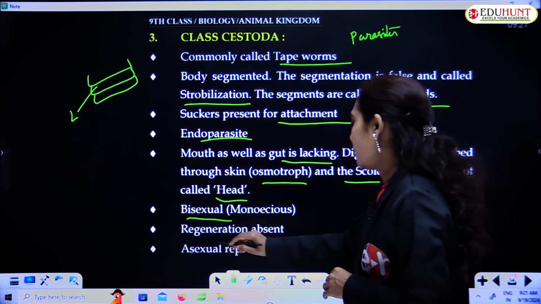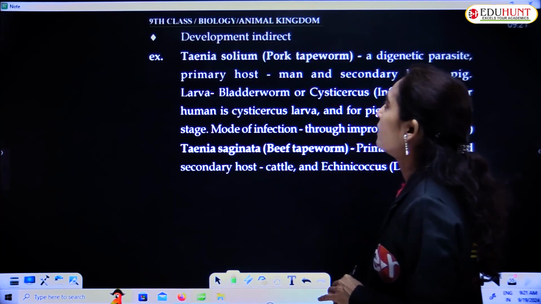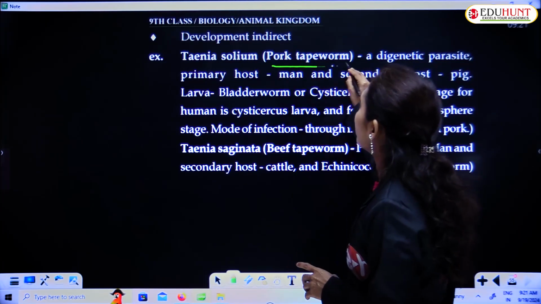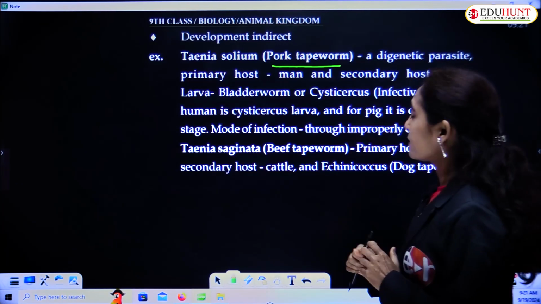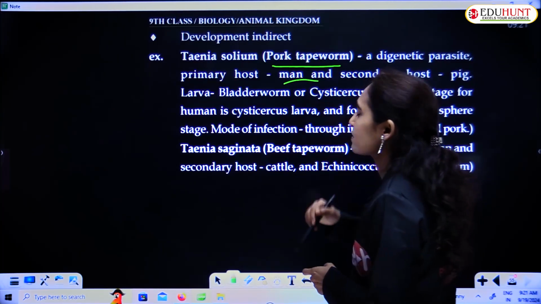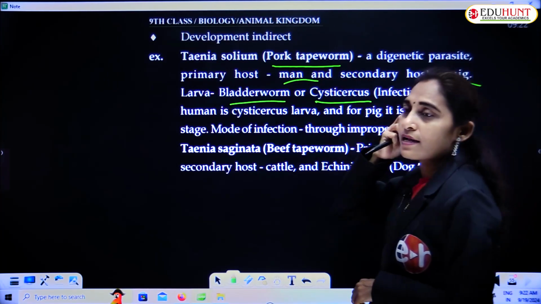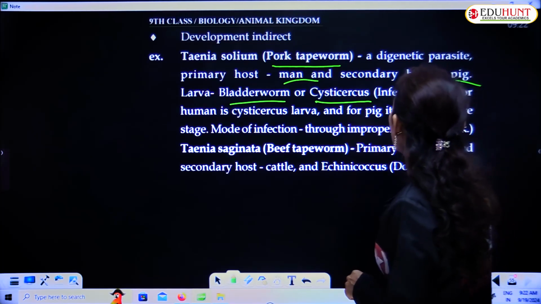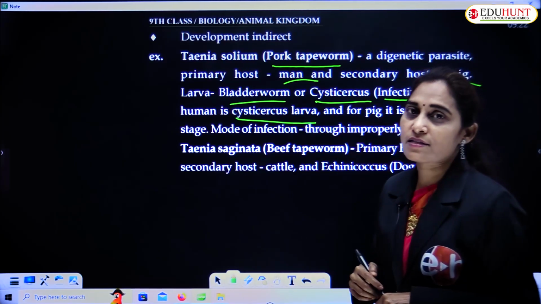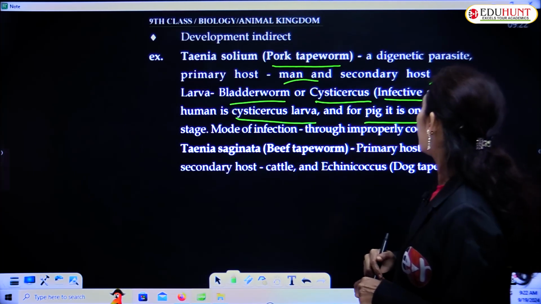Bisexual or monoecious, and regeneration is absent. Asexual reproduction is lacking in this class. Development is indirect, and Taenia solium is an example, that is pork tapeworm, a digenetic parasite. Like the pig, human being, both are hosts: primary host is man and the secondary host is pig. And the larva is called the bladderworm or cysticercus. The infective stage for human is the cysticercus larva.